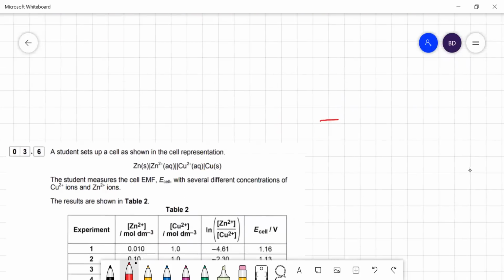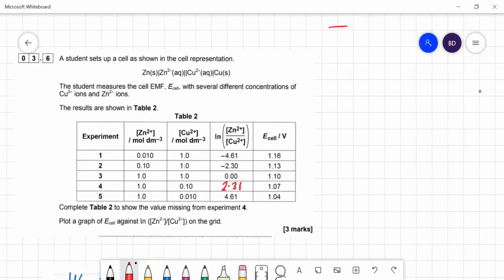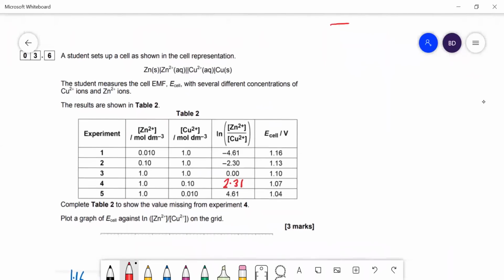A student set up a cell as shown in the representation there. So we've got zinc and zinc 2+ on the left-hand side and copper 2+ on the right-hand side. The student measured the EMF, E cell, with different concentrations of copper 2+ ions and Zn2+ ions. Now this actually involves something called the Nernst equation, which is not on the specification, but it's how E cell changes as concentration of ions changes. But you don't need to know any of that. You just need to put the numbers in.